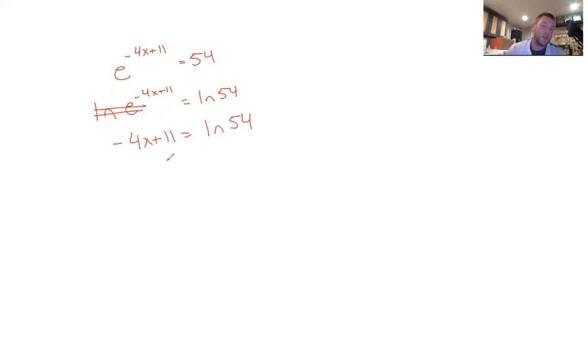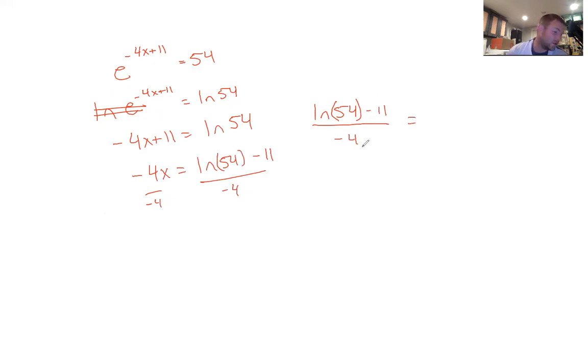If they want an exact answer, you don't type this in. You just keep going. So you minus 11. So negative 4x is equal to the natural log of 54 minus 11. And then you divide by negative 4. So it'd be the natural log of 54 minus 11, divided by negative 4. Which is, and you should type this in your calculator. Make sure you are able to type it in your calculator correctly. 1.75.